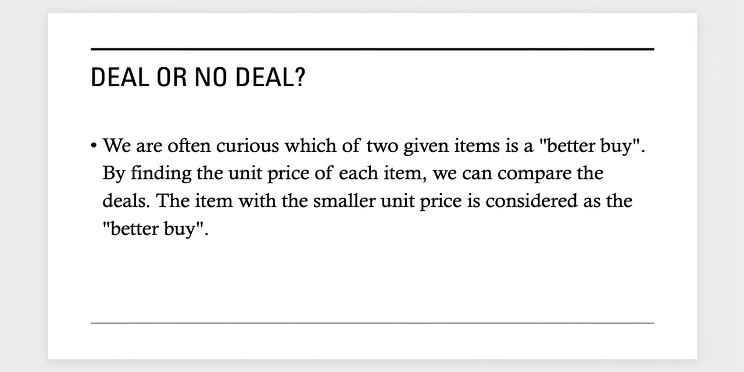So what does that allow you to do? Well, we're often curious if we're getting a deal, right? We're curious which of two given items is a better buy. By finding the unit price of each item, we can compare the deals. And the item with the smaller unit price is considered the better buy. An interesting tidbit is that not all states require unit pricing on items. So depending on where you live, it might not be required for the unit price to be listed there. And so again, knowing how to do it yourself is always a smart thing.